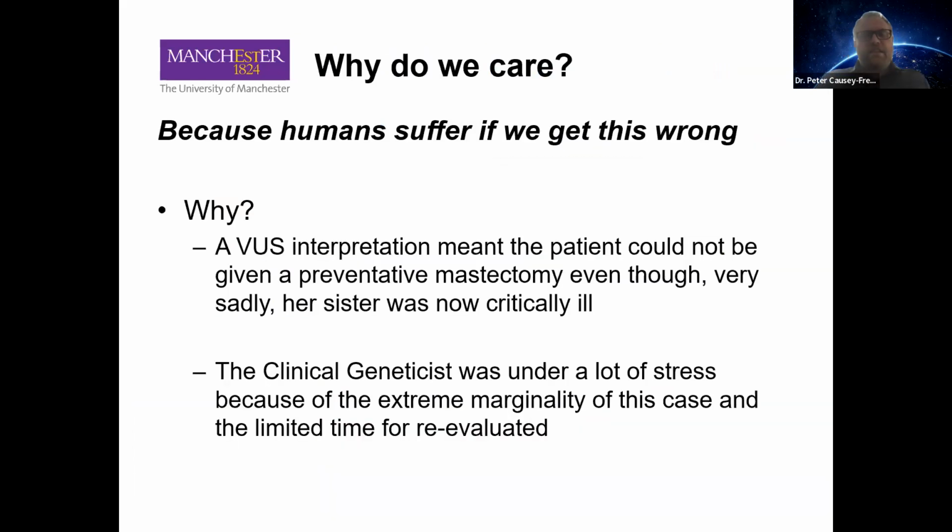So the thing is that we need to start getting this kind of thing right, because we are essentially dealing with lives. A variant of uncertain significance in the prediction interpretation meant the patient's sister couldn't be given preventive treatment. Her sister was critically ill at this point, and unfortunately since then has passed away. The clinical geneticist was under a lot of stress because of the extreme marginality of the case, as you can imagine.